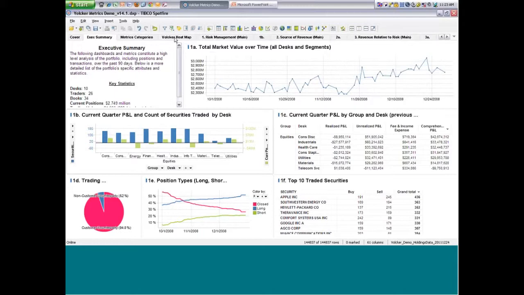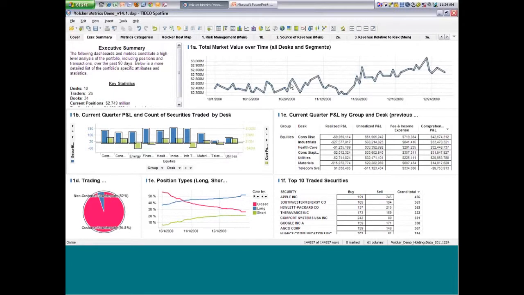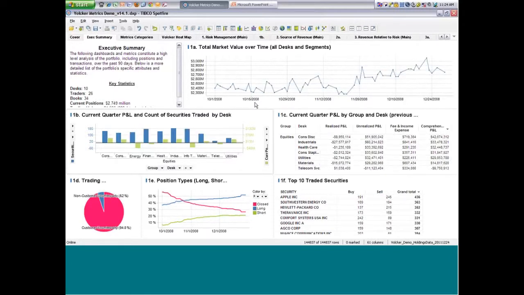We're looking at roughly $3 billion of positions. It's roughly 10 desks, about 26 traders, about 34 books. Up on A1, we're looking at total market value over time as it's changing with desk and segments. In 1B, we have a breakdown of P&L as well as count of securities by traded desk, and then further broken down by the different industries. This particular organization organizes their desks by sectors. So we have consumer discretionary, energy, financials, health, information technology, etc.